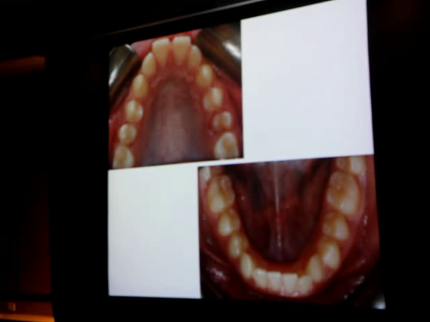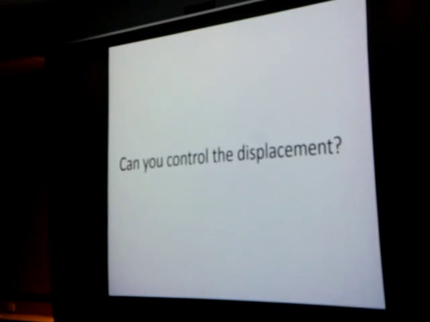A tooth in alveolar bone is essentially connected to bone with the periodontal ligament. It's a suture. It's connective tissue. And so when we apply force on a tooth, one side becomes compressive and the other side becomes stretched or tensile. And that's what induces bone formation or inhibits bone formation and induces osteoclastic activity.